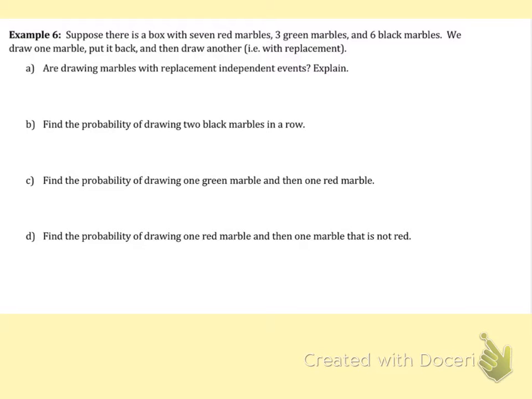Hi everyone, this is example 6 from chapter 12 in the student packet, and I'm making this video so that we can contrast this with example 7. So first notice that it says there's a box with 7 red marbles, 3 green marbles, and 6 black marbles. We draw one marble, put it back, and then draw another, which means that this is with replacement.